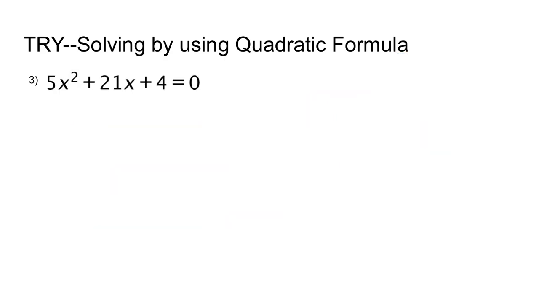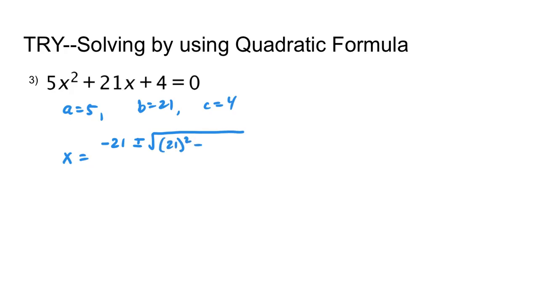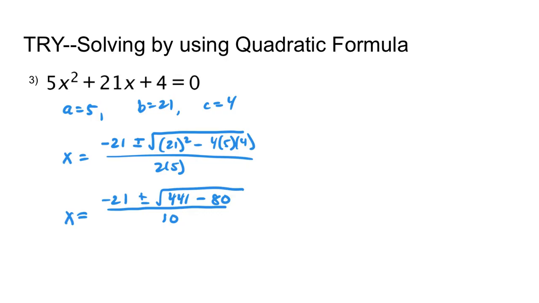One more. 5x squared plus 21x plus 4. No need to set it equal to 0. It's already there. A is equal to 5, B is equal to 21, and C is equal to 4. We'll fill in our quadratic formula, the opposite of B, plus or minus the square root of B squared minus 4 times A times C, all over 2A. We'll go forth, then we'll simplify this expression, and we'll keep going.